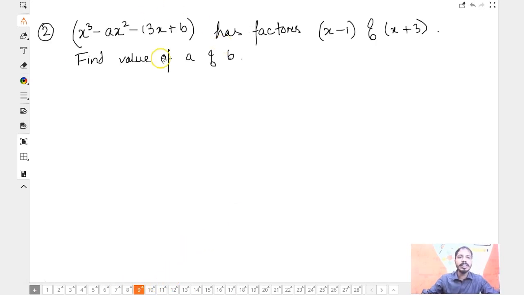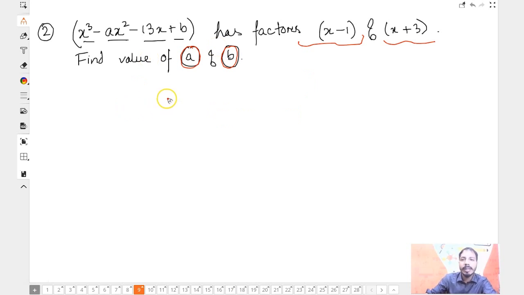So for example, say they will tell you that this is a polynomial x cube minus ax square minus 13x plus b. So here you have two unknowns, a and b. I will not say variable, I will say unknown. So now a and b are the unknowns. How do you find out the unknowns? To find out the unknowns, you need two conditions. Now they have given you two conditions. One condition is they have said x minus 1 is a factor of this polynomial, and the second condition is x plus 3 is a factor of this.